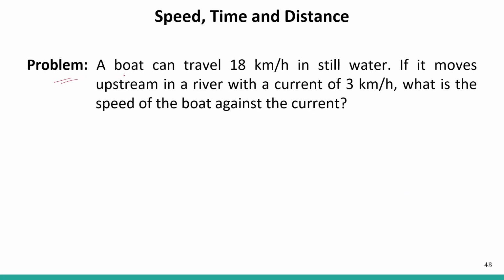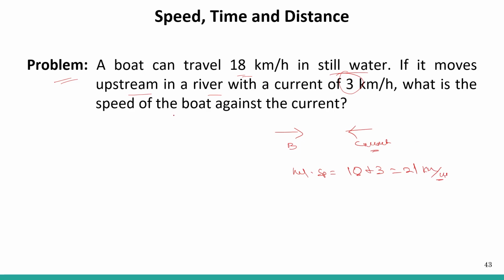So let's see the problem. A boat can travel 18 km per hour in still water. It moves upstream in a river with current of 3 km per hour. In this case, this is the moving direction of the boat and this is the current of the river, because it is moving upstream, in the opposite stream. So the relative speed will be the addition of these two, that is 18 plus 3 is equal to 21 kilometer per hour.